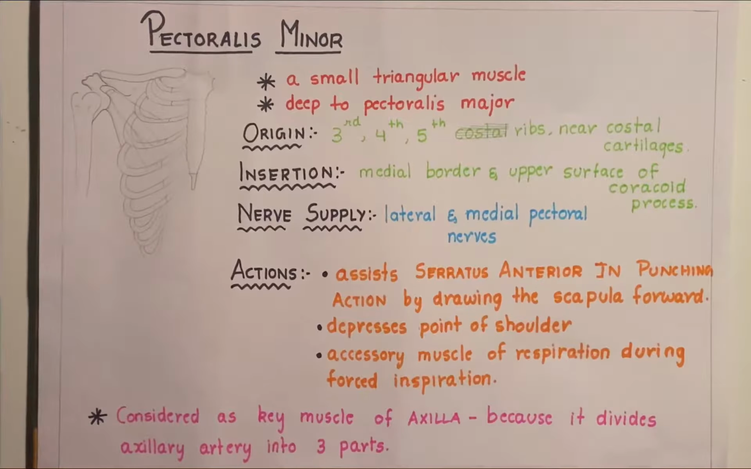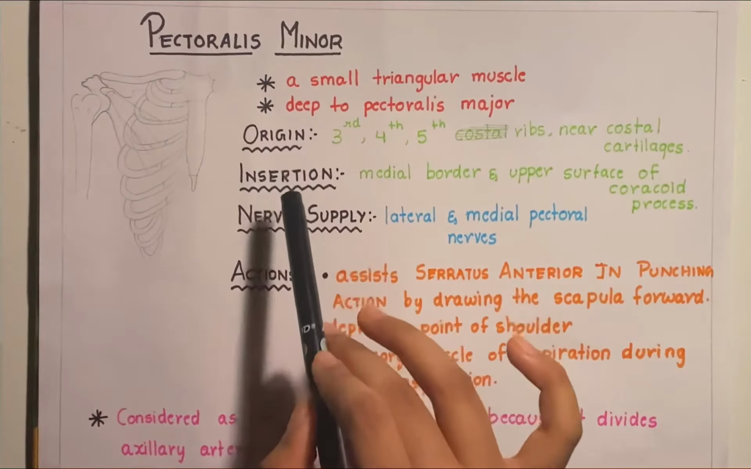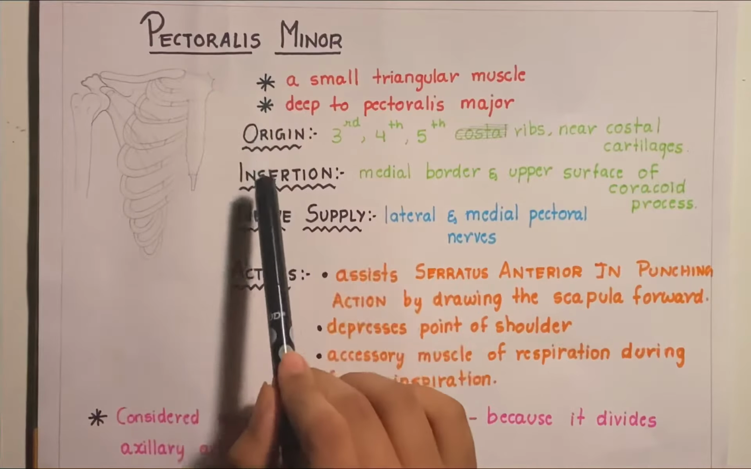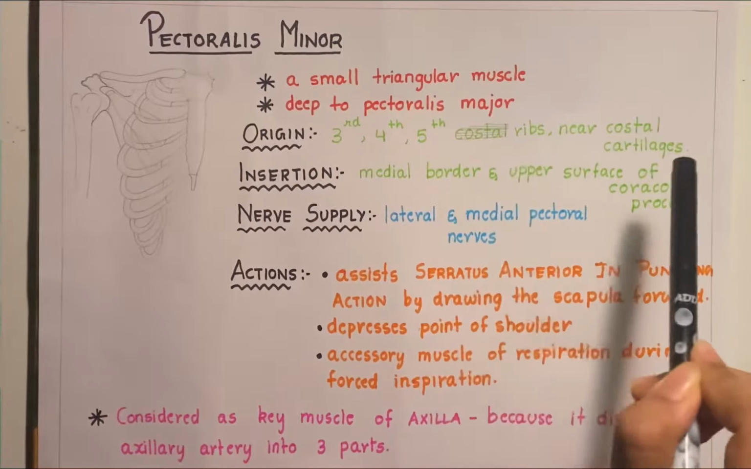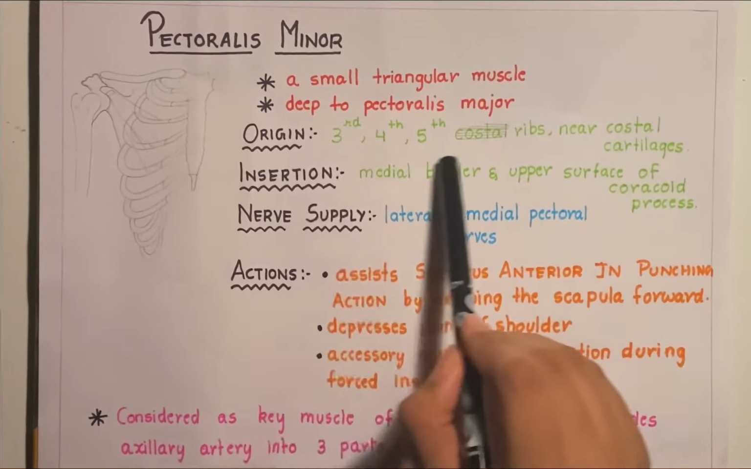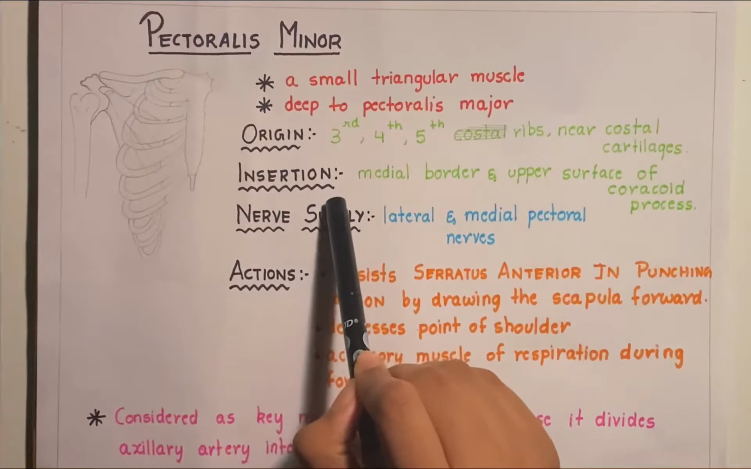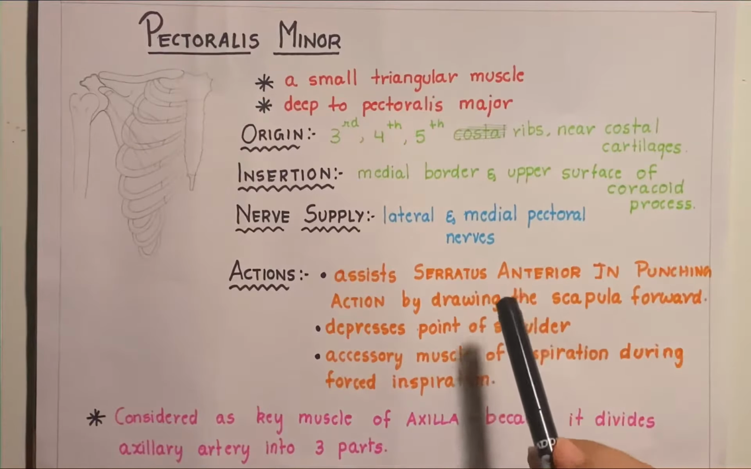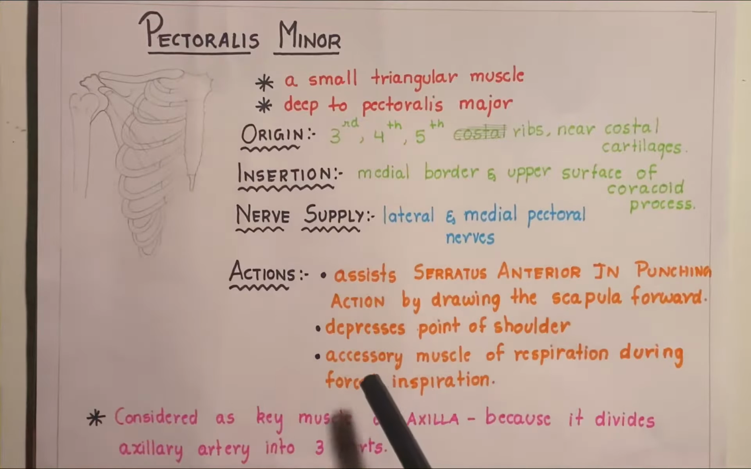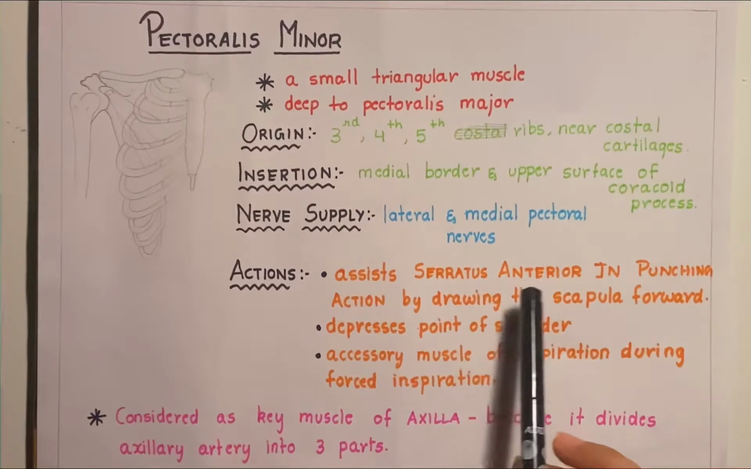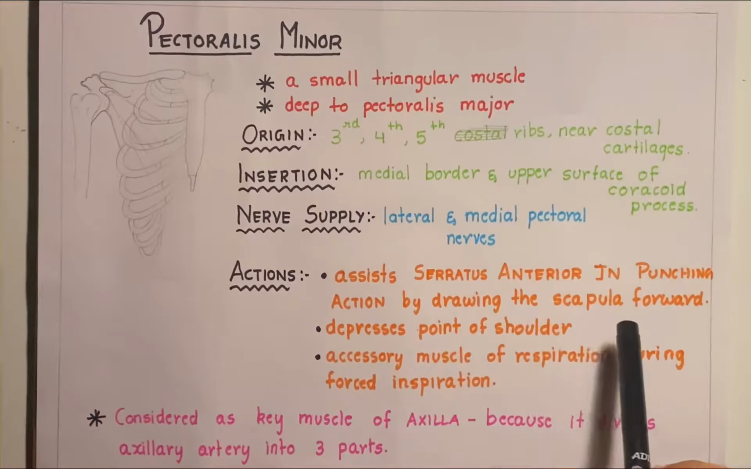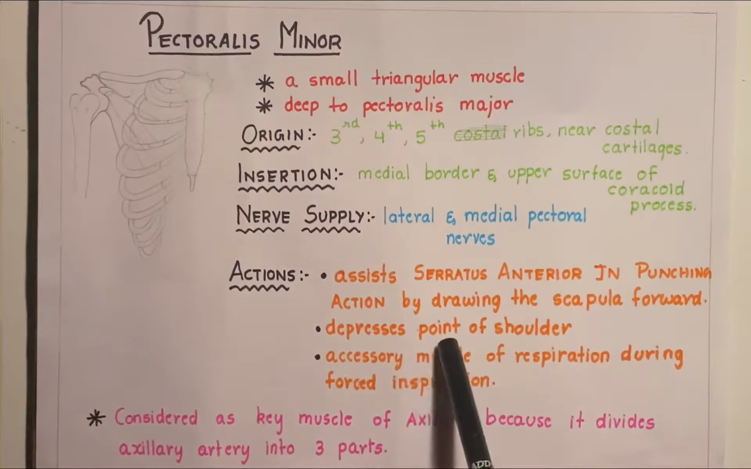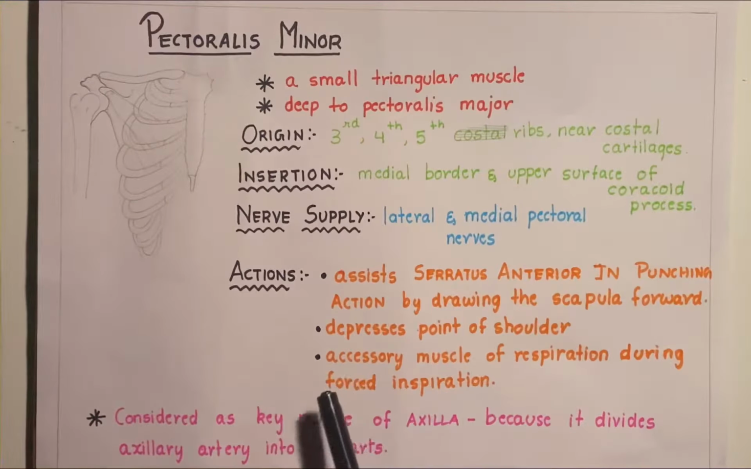It becomes easier to understand the action of any muscle if you remember its origin and insertion. Now, in the case of pectoralis minor muscle, it originates from the third, fourth, fifth ribs near the costal cartilages. Therefore, this region remains immobile. Now, coming to its insertion is onto the medial border and the upper surface of the coracoid process. Therefore, whenever the pectoralis minor muscle contracts, the scapula is drawn forward. Hence, it assists the serratus anterior in punching action by drawing the scapula forward, as well as it depresses the point of shoulder. And it also acts as an accessory muscle of respiration during forced inspiration.